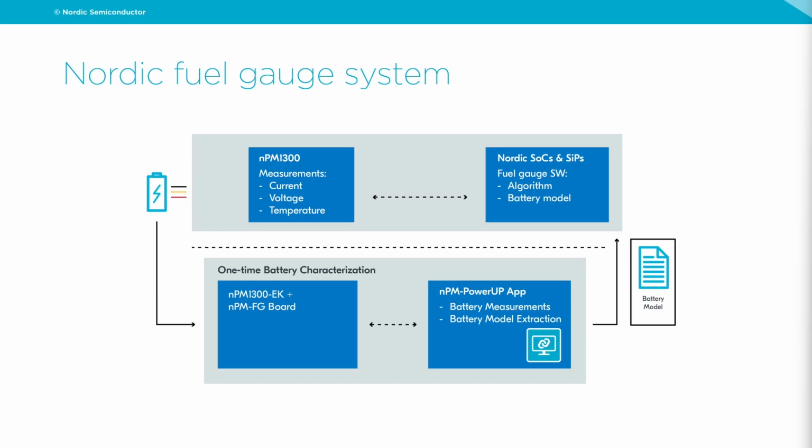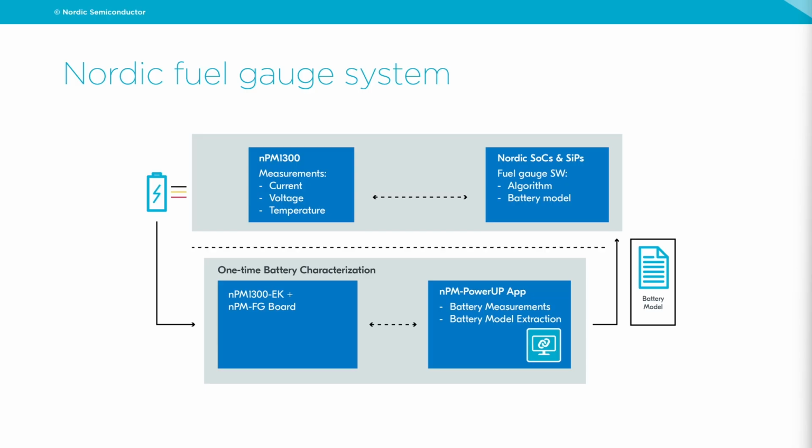So for the one time only, when you have decided which battery you want to use for your final application, you do a one-time battery characterization. So the NPM1300 evaluation kit and the nPM fuel gauge board are connected together. You hook up your battery to that, and you run the nPM PowerUP app's battery model generator. So it will do 3 full charge discharge cycles of your battery. It should be once at the minimum temperature you expect your device to be used at, one for the maximum temperature you expect your device to be used at, and one for the normal operation temperature of your device.